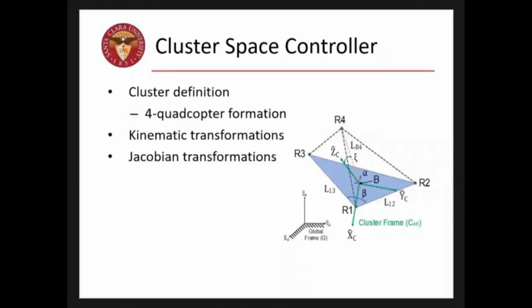cluster space definition with the robots arranged in a tetrahedron. For the cluster definition, we developed kinematic transformations to convert between the robot space variables, like the position and heading for each individual robot, and the cluster space variables, which you can see like the L12, the distance between two robots, and the position of the frame. And we use the kinematic transformations to derive Jacobians to convert between robot space velocities and cluster space velocities.